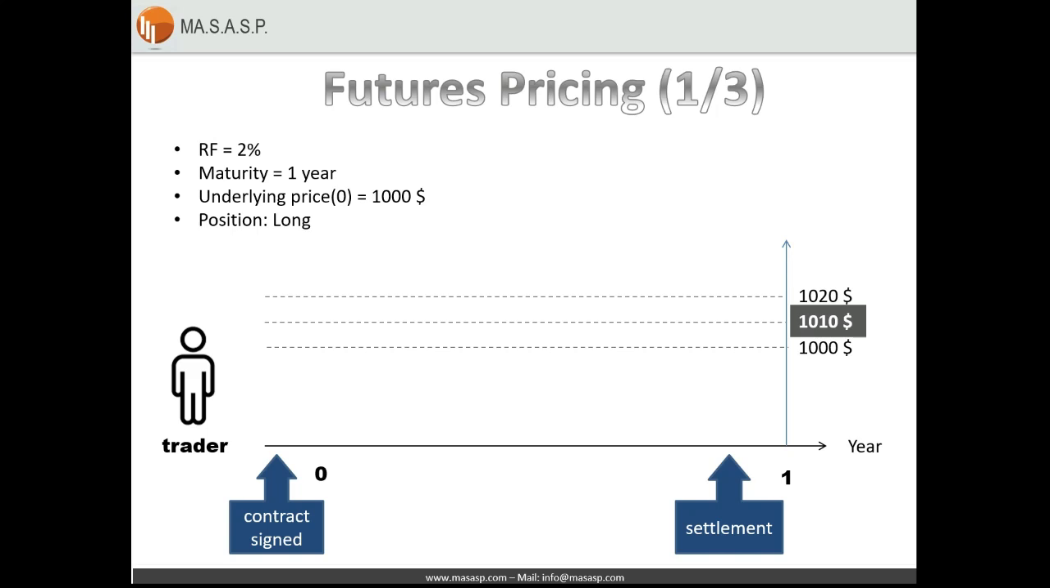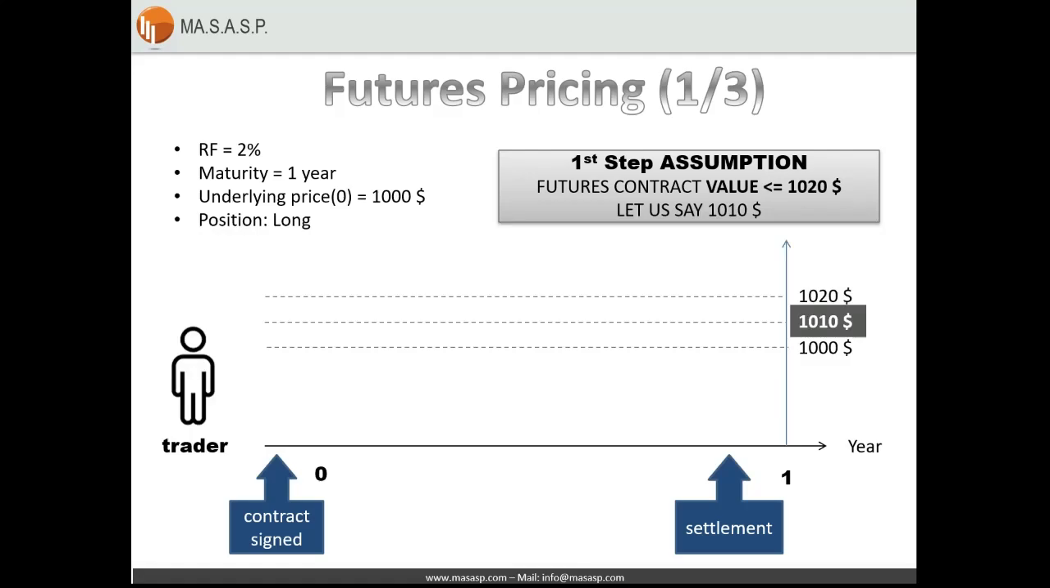Let us assume also the margin requirement to be negligible. At any rate, margin is not a cost, so we are not going to deal with it here. We adopt here a two-step approach. That's the first step. Here we assume that the current value of the futures contract is lower than $1,020.